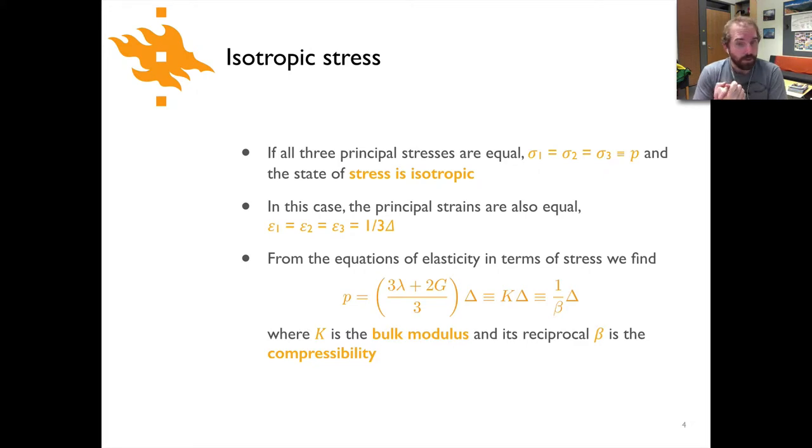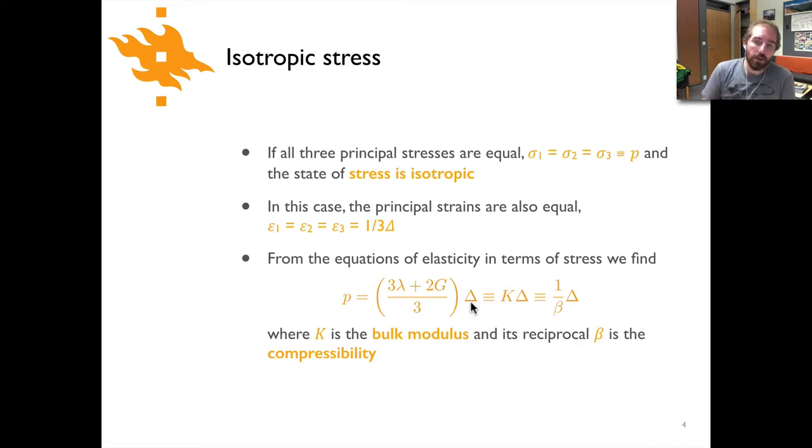Now, from the equations of elasticity in terms of stress, we can say that the pressure P is equal to lambda plus 2G over 3, times 3. Remember, lambda is one of our Lame parameters. G here is the shear modulus, and this term is multiplied by the dilatation delta.